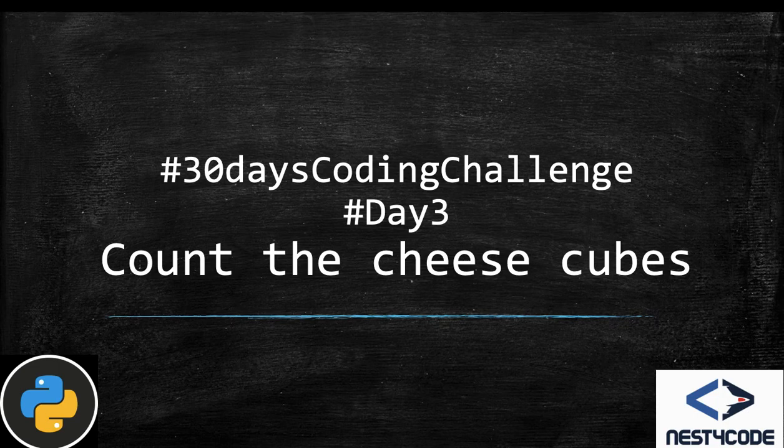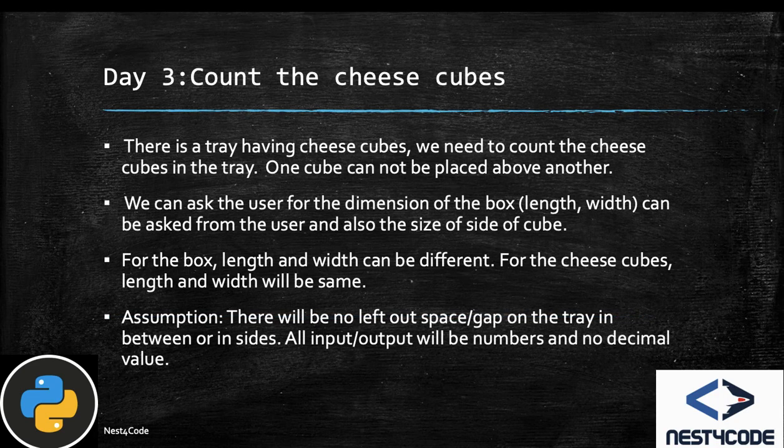We are in the 30 days coding challenge. Let's see the day third problem: Count the cheese cubes. Let's move on to the problem statement. What does it say? We have to count the cheese cubes in a tray, and one cube cannot be placed over another. They will not be piled up. They will be placed independently in the tray.